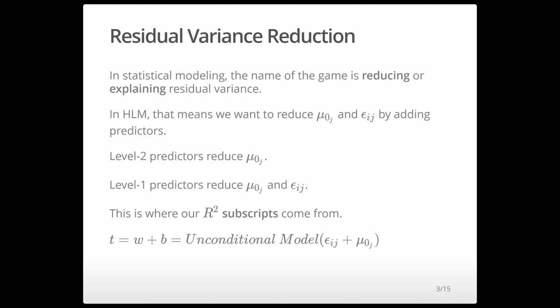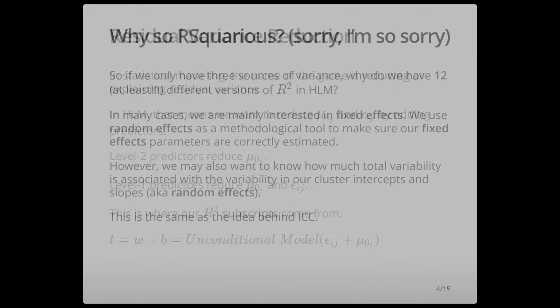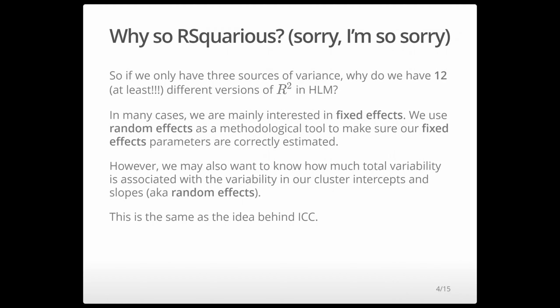Level 2 predictors help us reduce mu0j, and level 1 predictors help reduce both mu0j and epsilon ij. This is where the two r-squared subscripts come from. You can think of the t as being w plus b, and then you can think of w plus b as being the epsilon ij and the mu0j from the unconditional version of your model, so in the model that just has random intercepts for the outcome. So we have three sources of variance: between, within, and total.